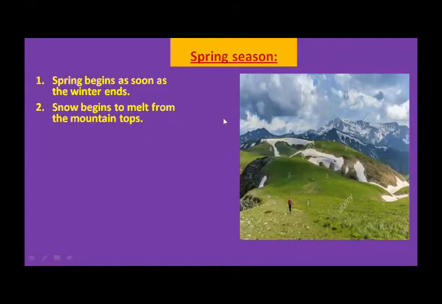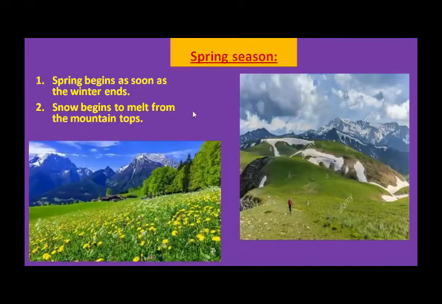But when the winter ends and spring begins, the snow on the top of the mountains begins to melt, like the ice becomes water. Snow begins to melt from the mountain tops, and after that we can see a beautiful spring season. Why? Because now we can look at everything.